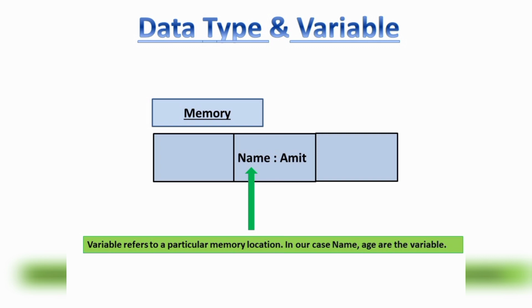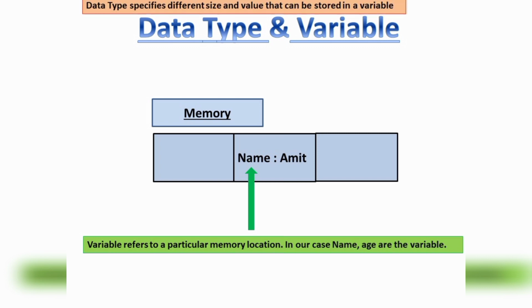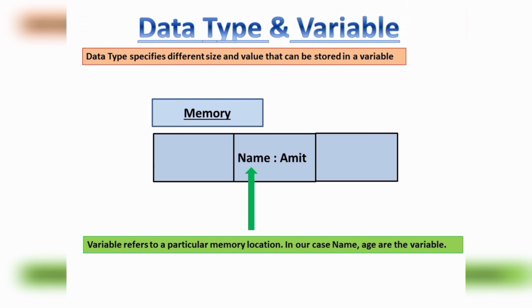And to fix the type of data that we can store in that memory location, we are using the data type, which basically specifies different sizes and values that can be stored in a variable. In our case, for name, it should be a sequence of characters, and string is that particular data type which can store that.